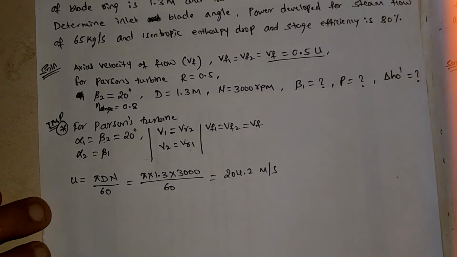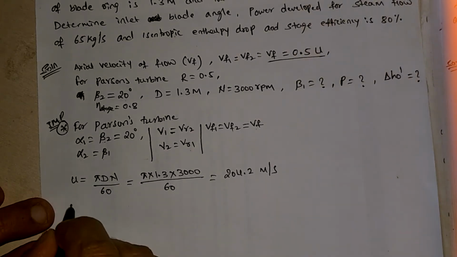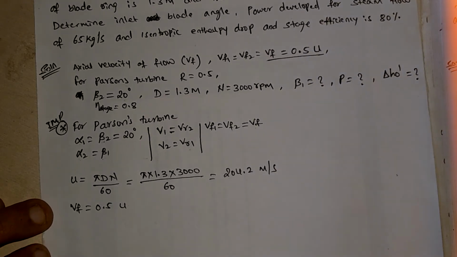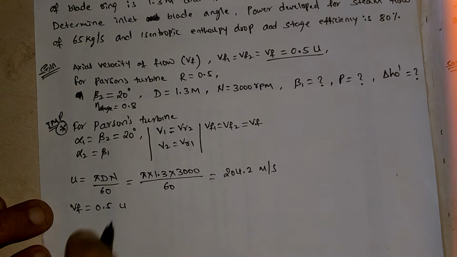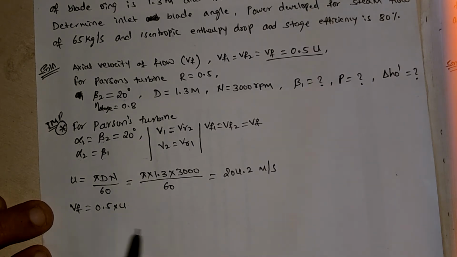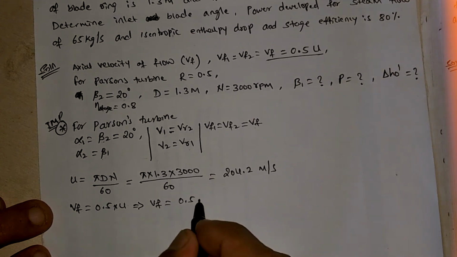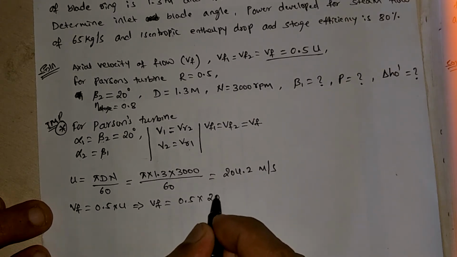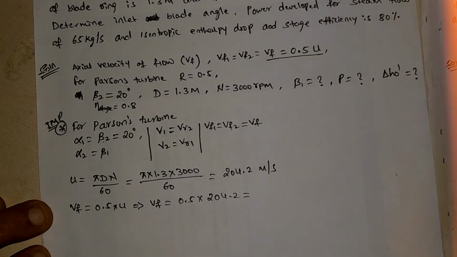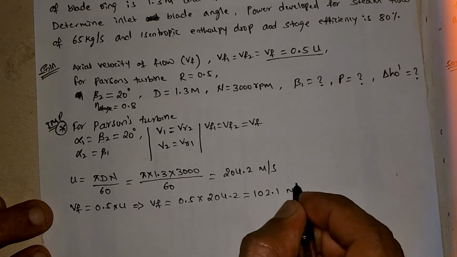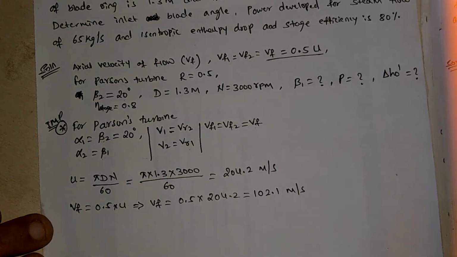In the problem it is clearly given Vf is equal to 0.5 times u, right? I have calculated the value of u here. As you know, this is the value of u. So now I can calculate the value of Vf. So this implies Vf is equal to 0.5 times 204.2. So I will get 102.1 meters per second. Okay.